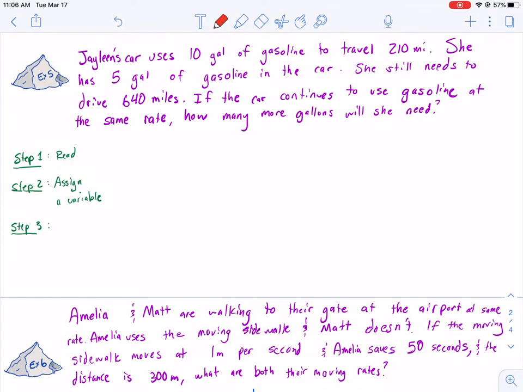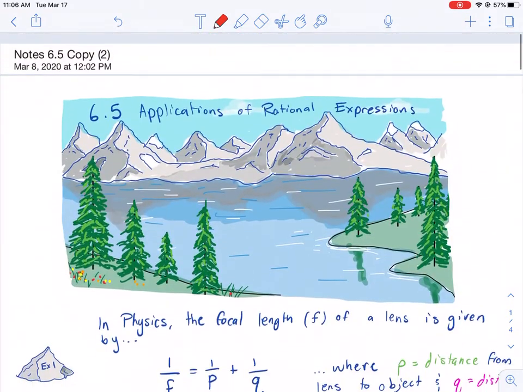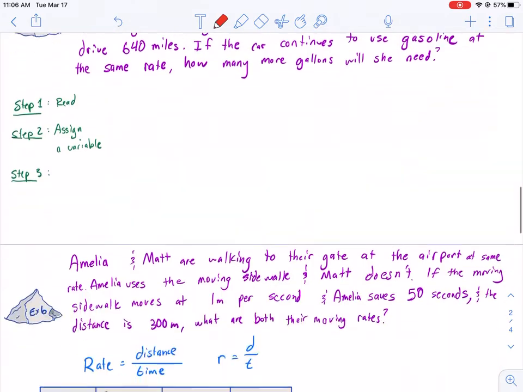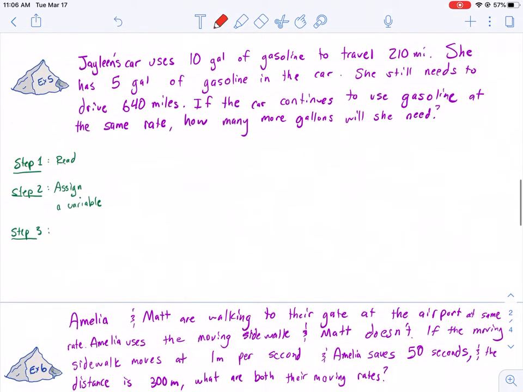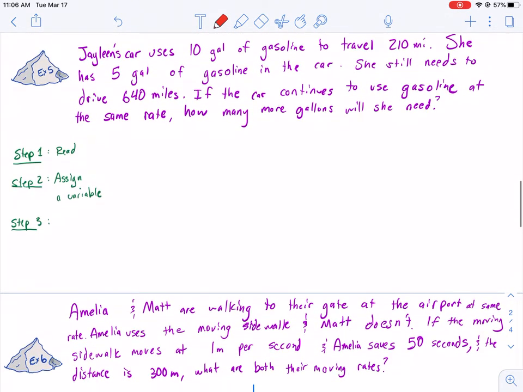Moving on to example 5 in applications of rational expressions. We're talking about a little bit more complicated example. Jaylene's car uses 10 gallons of gasoline to travel 210 miles. She has 5 gallons of gasoline in the car. She still needs to drive 640 miles. If the car continues to use gasoline at the same rate, how many more gallons will she need?